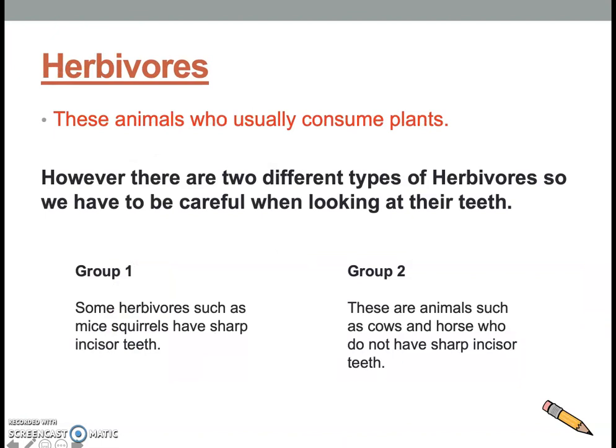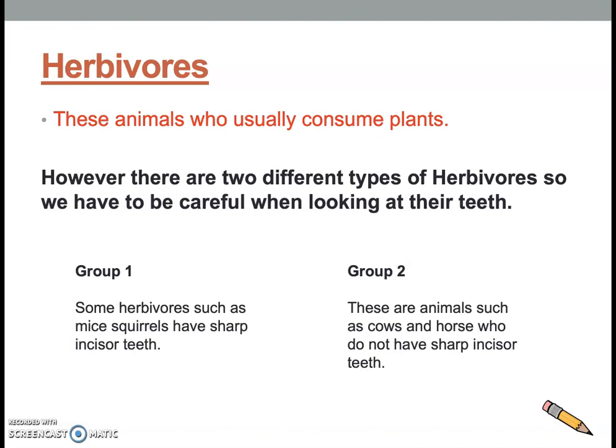Next up, we have the herbivores, and given by their name, herbivores, these are animals who usually consume just plants. However, we have 2 different types of herbivores, so we have to be careful when looking at their teeth because they have slightly different types of teeth. Group 1 are herbivores such as mice, squirrels, and they do have sharp incisor teeth. Compare that to Group 2, which are animals such as cows and horses who don't have sharp incisor teeth.